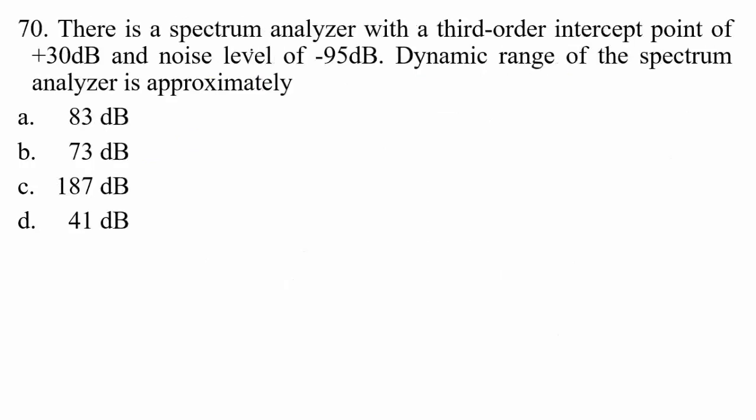70th question, there is a spectrum analyzer with a third order intercept point of 30 dB and noise level of minus 95 dB. The dynamic range of the spectrum analyzer is approximately equal to 83 dB. If anybody is knowing the solution for this question, I request you to reply in the comment section.